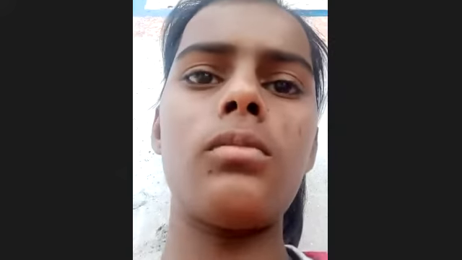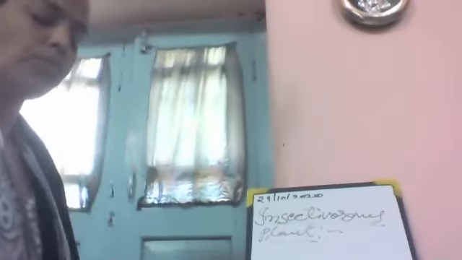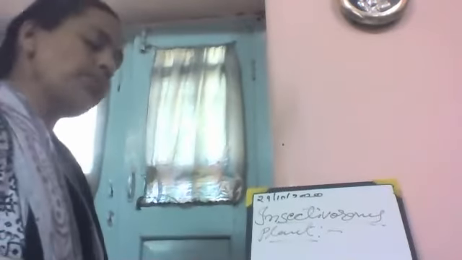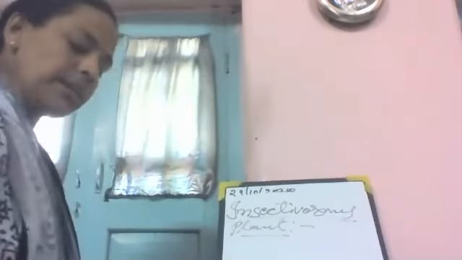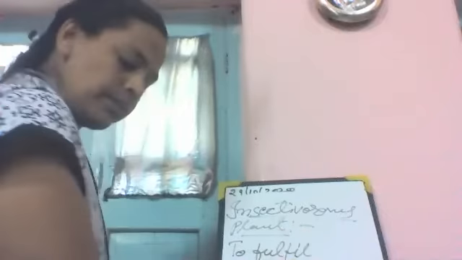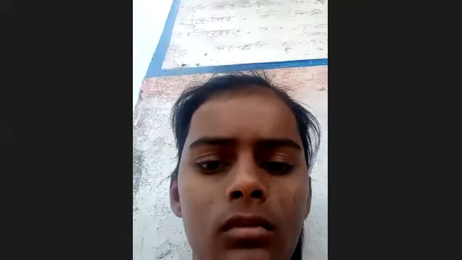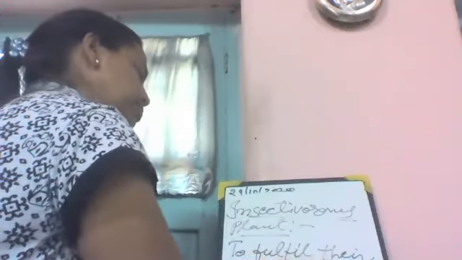Insectivorous plants. The plants which eat insects to fulfill their requirement of nutrients are known as insectivorous plants. Why do they eat insects? To fulfill their nutrient requirement, because they don't have enough, like nitrogen.